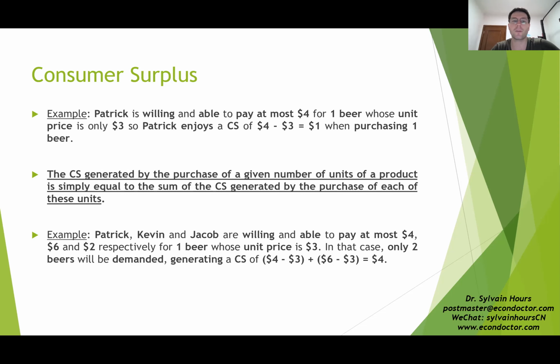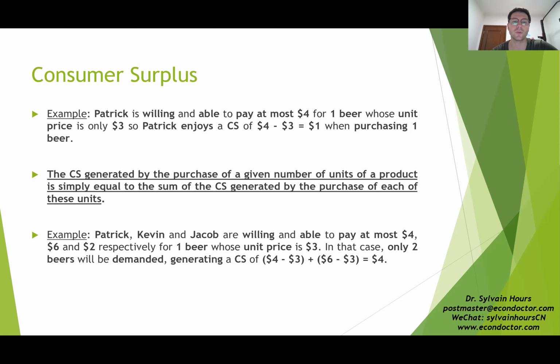So again, you have another example, 3 consumers, each of them with a maximum willingness to pay of $4, $6, and $2 for one beer. The price is $3. So only 2 beers will be demanded. Why? Because Jacob has a willingness to pay of $2 and the price is $3. So Jacob will not effectively demand one beer at that price because the price is just too high.